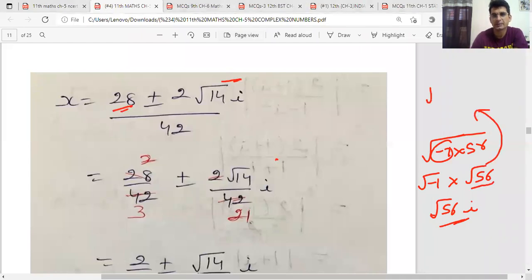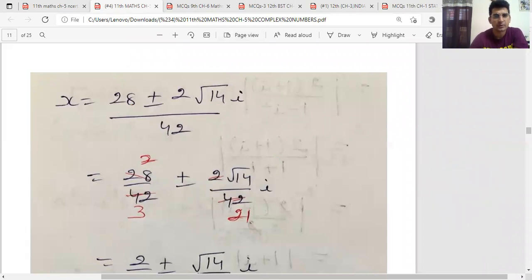56 can be written as 14 4s are 56. Square root of 4 is 2, that is 2 root 14. So in place of this root 56, we will write 2 root 14 and then this iota upon 42. So what we will have: 28 by 42 plus minus 2 root 14 by 42 iota.